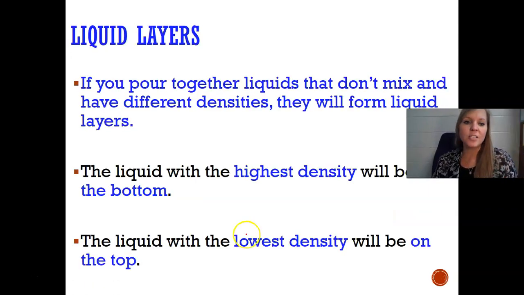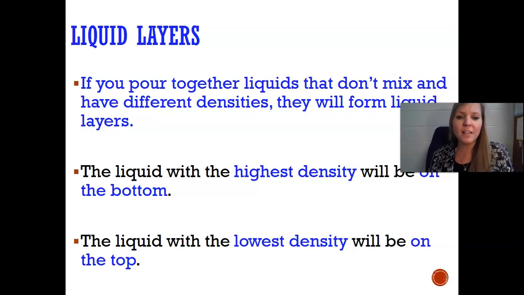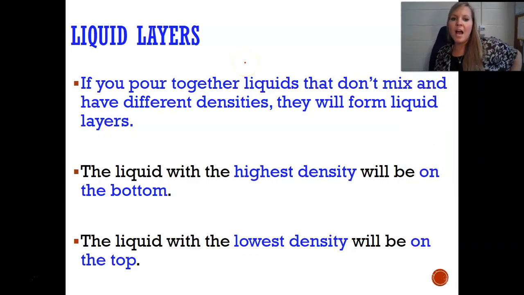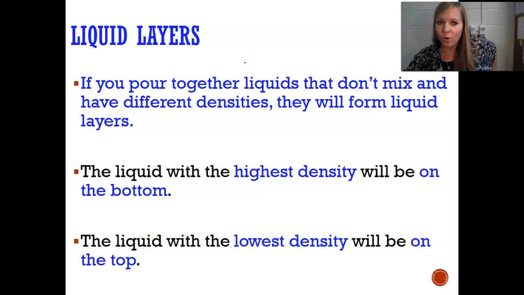Okay, let's keep going. When we talk about density, oftentimes we talk about liquid layers, okay? If you pour liquid layers together and they have a different density, they won't mix. They will actually form layers. More than likely, you know that oil and water don't mix. Well, why? Because they have different densities, okay?